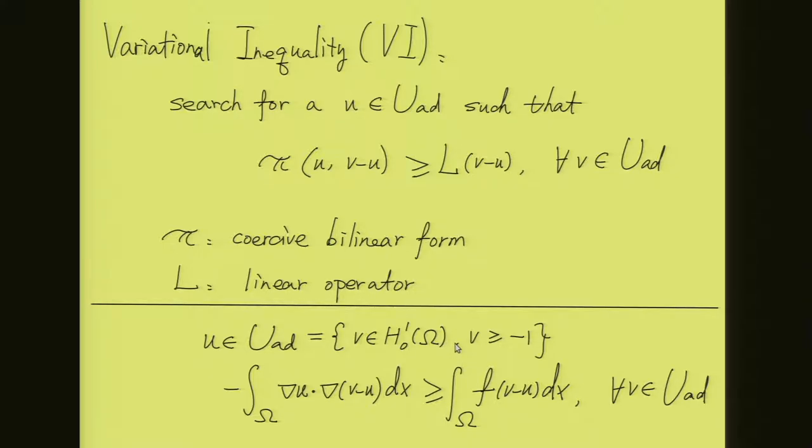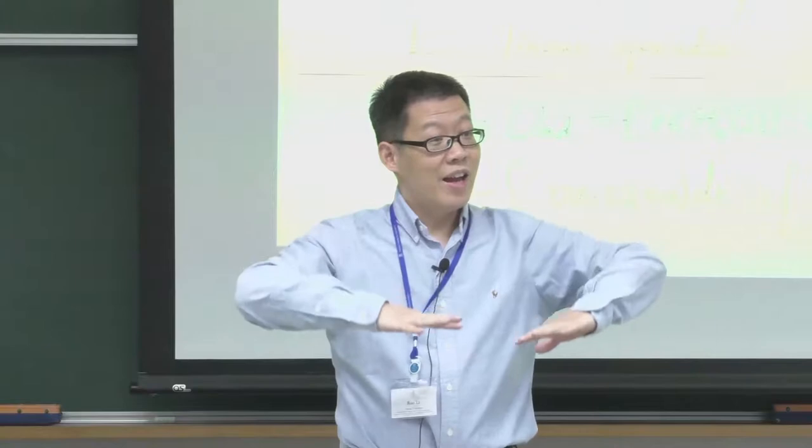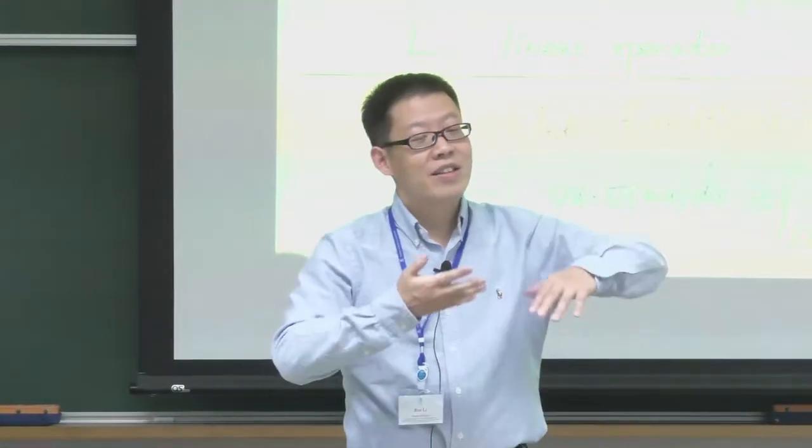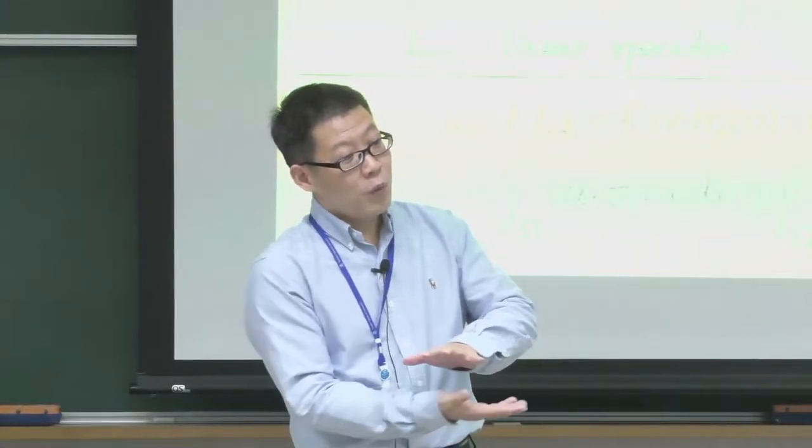For this variational inequality, the physical background is closely related to the Poisson equation. For the Poisson equation, its physical background is that if there is an elastic membrane, and we exert a force on the membrane, then there will be a displacement of the membrane to its equilibrium location, and then we will have minus Laplacian u equal to f, where f is the force and u is the displacement.